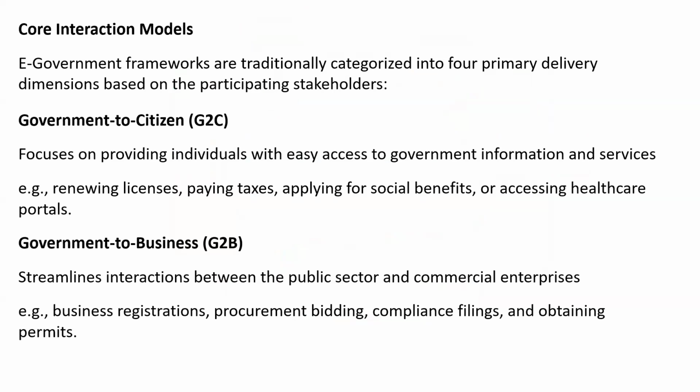Traditionally, we are looking at 4 primary dimensions based on the participating stakeholders. Government to citizens: providing information, easy access to government information and services for citizens. So your licensing, your tax payment, your social security benefit, your health care, everything the government will do to help you. Then government to business: streamlining interaction between the public sector and commercial enterprises. Then you have business registration, procurement, bidding, compliance and obtaining permits. Every business needs a permit to work, and it's the government that will do that.